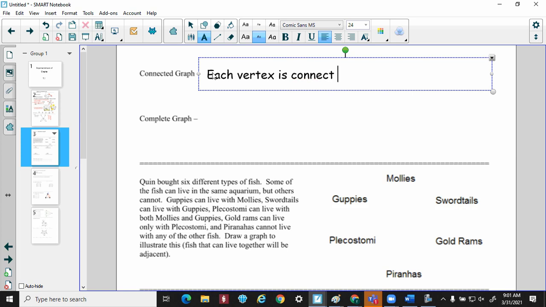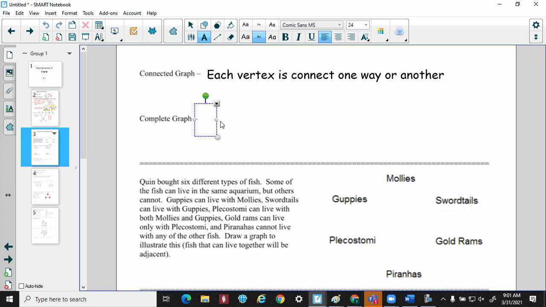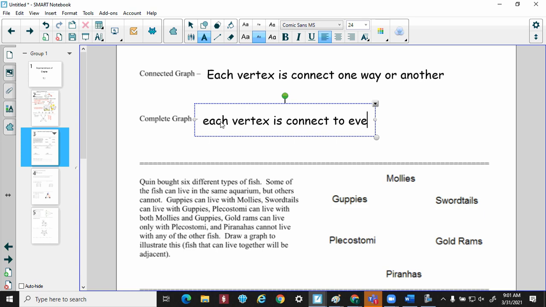What's a good way to say it? Each vertex is connected one way or another. Okay? A complete graph means each vertex is connected to every vertex. Okay? So let's go back to the example we just did.